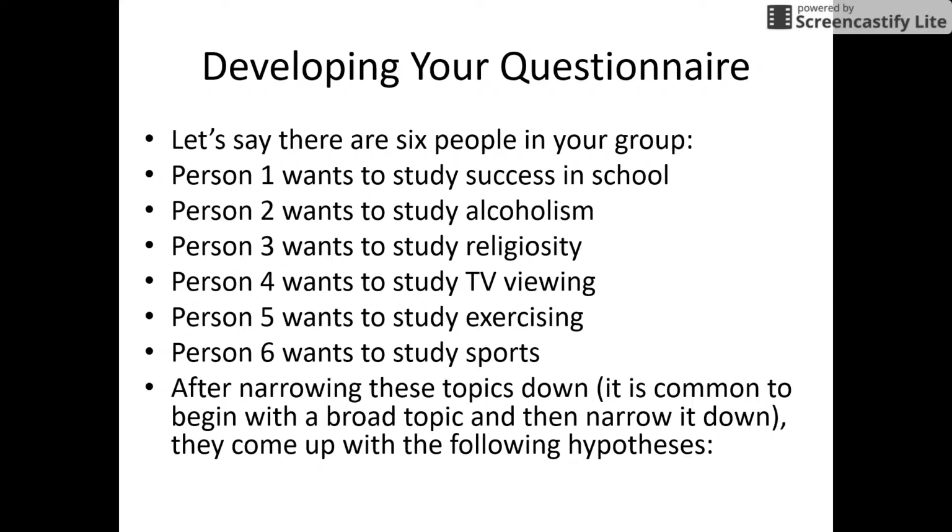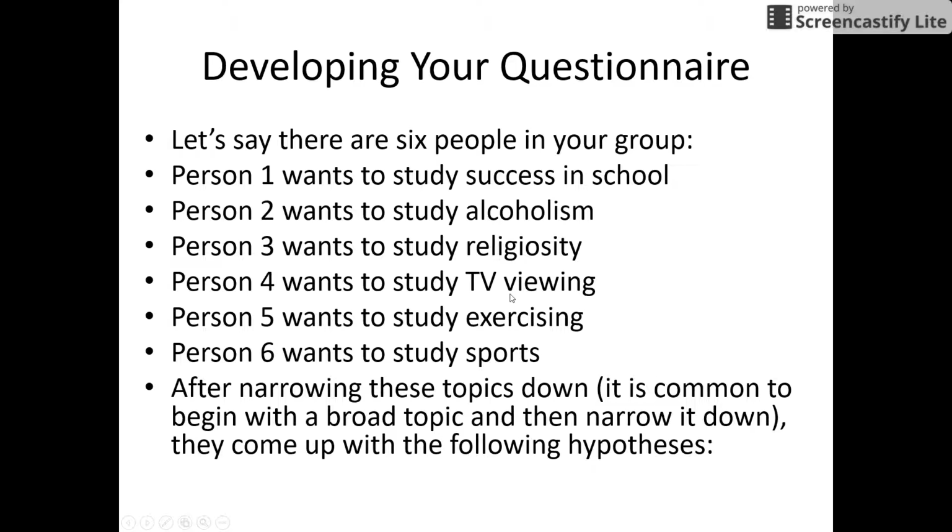So you have 6 people, and you can see that each person has a unique dependent variable. These things here are the dependent variables. Those are the things that you really want to know stuff about. What I mean by unique is that this person does TV viewing, so no one else is looking at TV. This person does religion, no one else is doing religion. That kind of thing. So here are your topics. You narrow things down. It's common to begin with a broad topic, and these are broad topics.